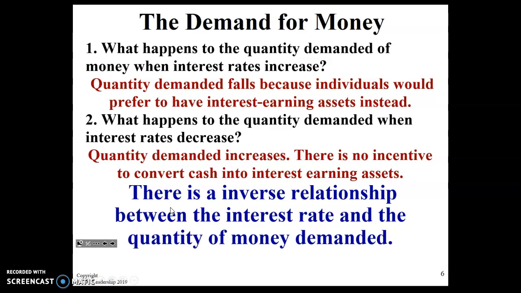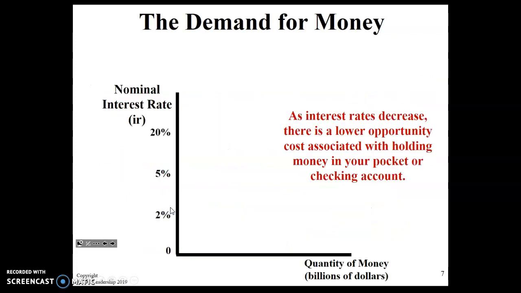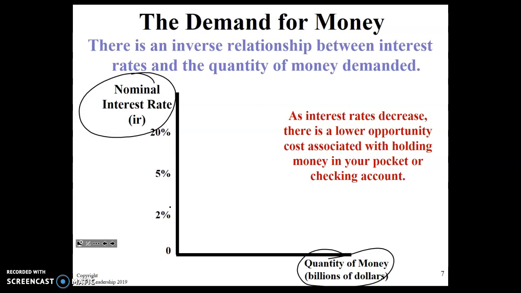Just like every demand curve, it is downward sloping, and here it is. So the demand for money, if you notice on the y-axis, we have our nominal interest rates. Eventually we will get to a point where we talk about real interest rates, but we're talking about nominal interest rates here. And then on the x-axis down here, we have our quantity of money, in billions of dollars. So there's an inverse relationship between the rates and the quantity demanded.